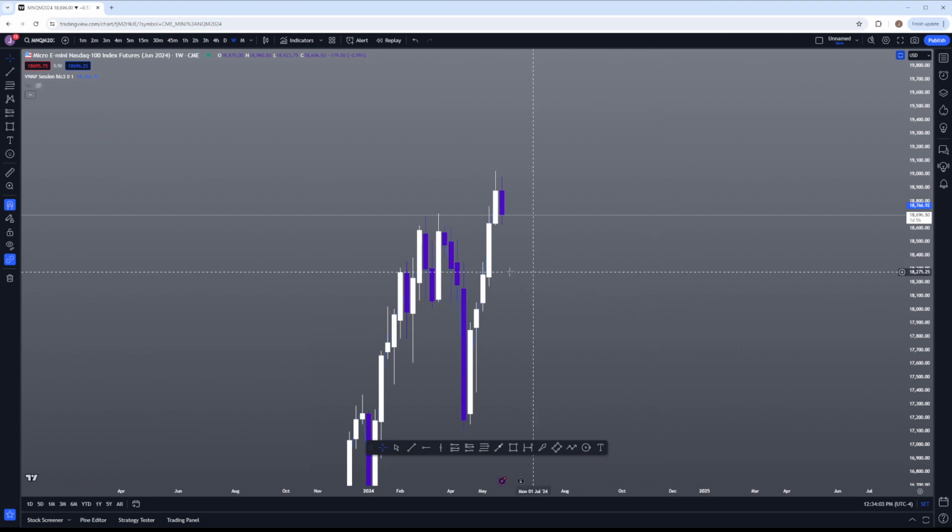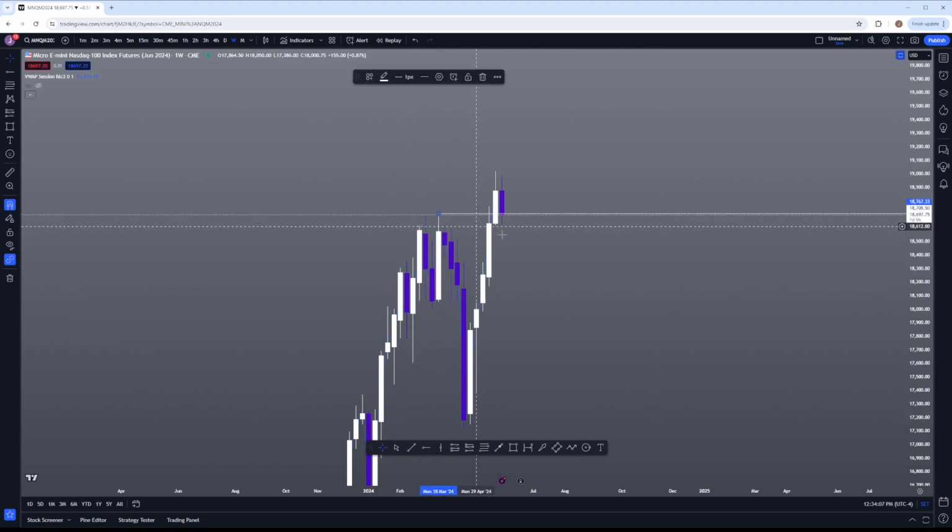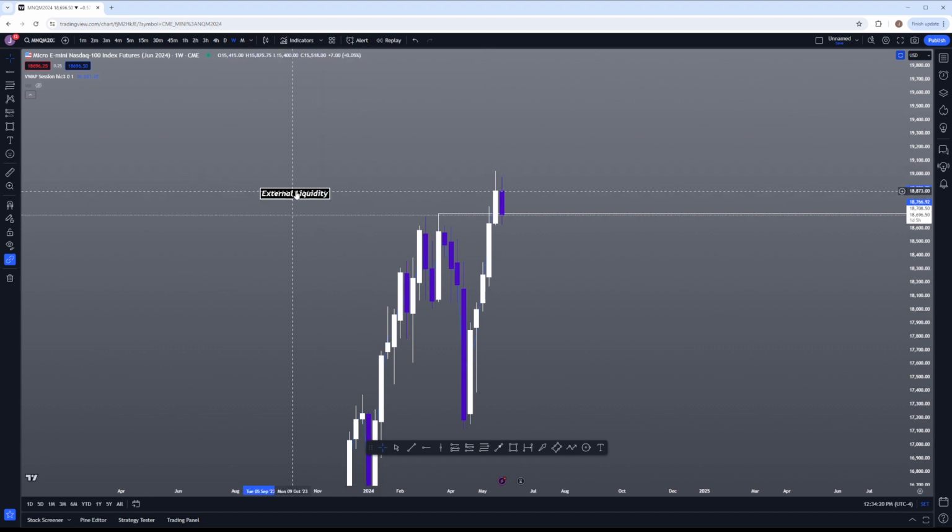Okay, so if we look back at these highs right here, this is what's called an external draw on liquidity. Okay, so this is what's called an external draw. Get rid of that real quick. So external liquidity right here. All right, so up top, this is our external liquidity.